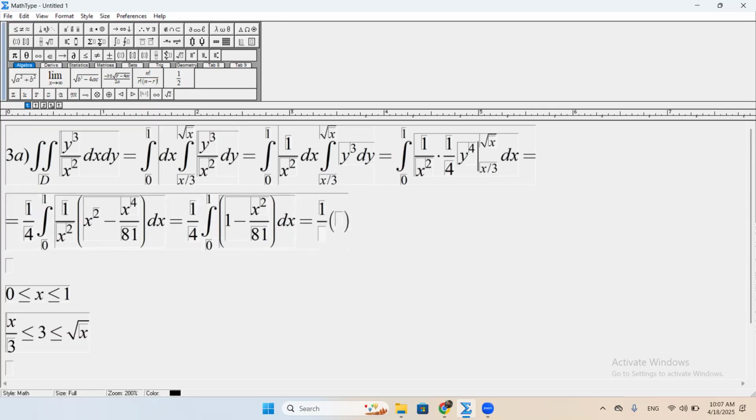So 1/4 x minus x cube over 243 with the substitutions from 0 to 1.